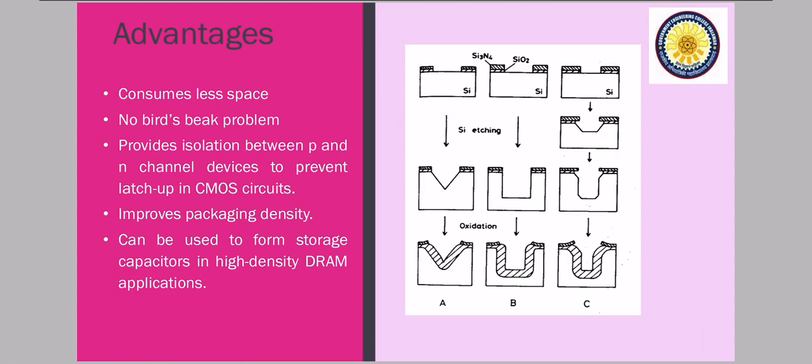It improves packaging density since it requires less space, obviously, and it can be used to form storage capacitors in very high density DRAM applications. In the diagram beside, you can see A, B and C. These are three different trench profiles. One is V shape, another is U shape, and the third is a slightly undercut shape. I have taken this diagram from the book VLSI Fabrication Principles of Silicon and Gallium Arsenide by S.K. Gandhi. You can go through that book and find this diagram and related material there.